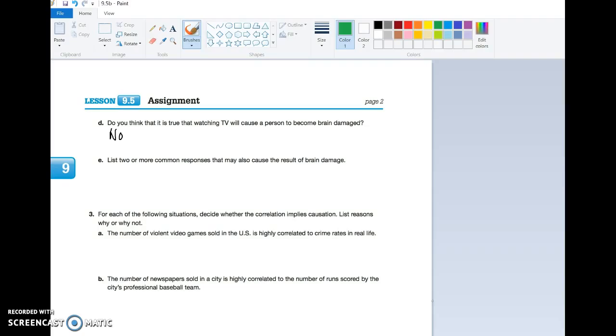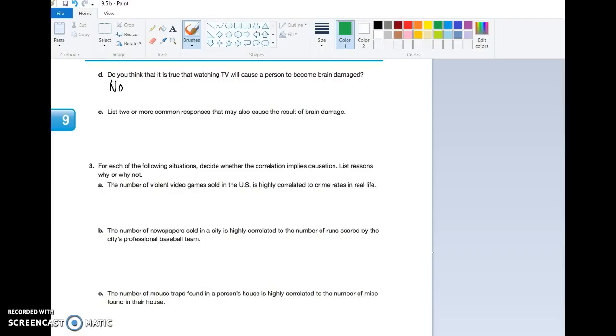So can you come up with other reasons why a person might have brain damage? I've written a few things down. Someone could get in a car accident and it could cause severe brain damage. A baby who is born prematurely might not have their brain fully developed.